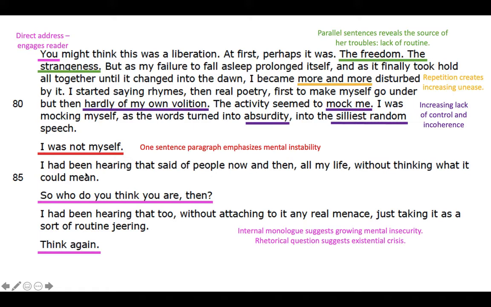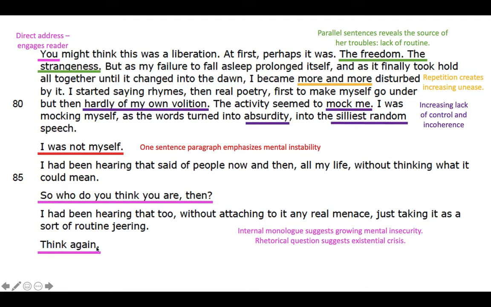I had been hearing that said of people now and then all my life without thinking what it could mean. So in other words, I hear that saying all the time where people say, I just don't feel myself, or, oh, so-and-so's not really themselves at the moment. So who do you think you are then? I had been hearing that too, without attaching to it any real menace, just taking it as a sort of routine jeering. I think what she's saying here is, I've heard lots of people say, I'm not feeling myself. And I've also heard a lot of people in response to that, as a bit of a joke, a bit of banter, say, well, who do you think you are then? As like joking. And then she says, think again.